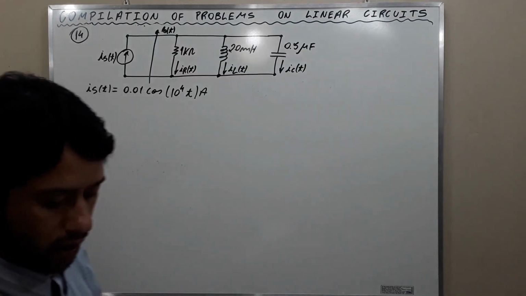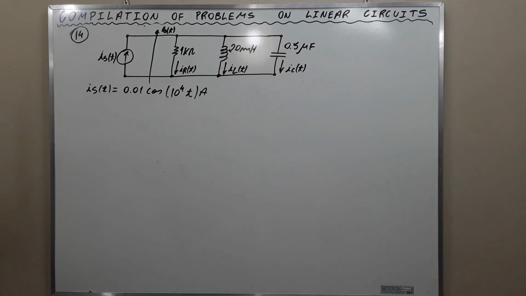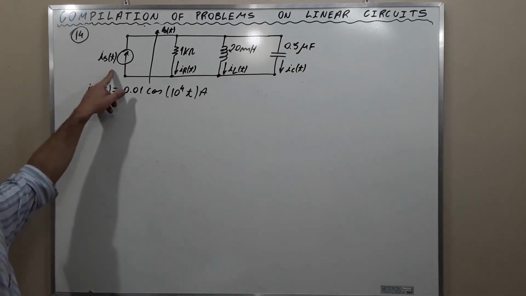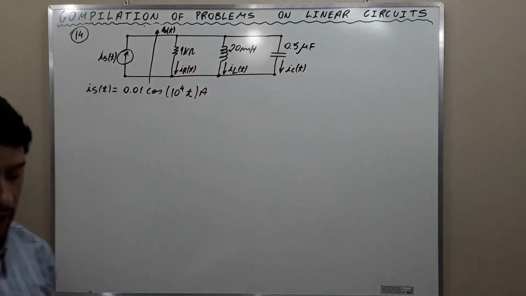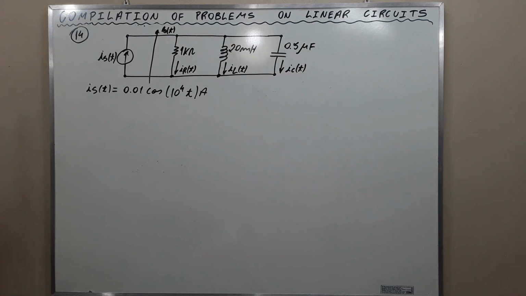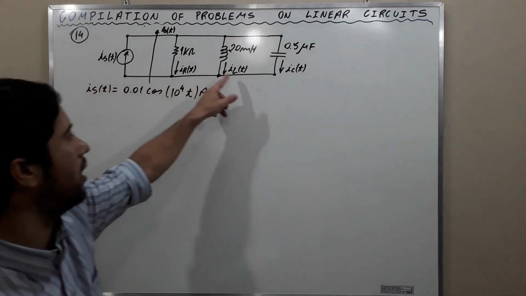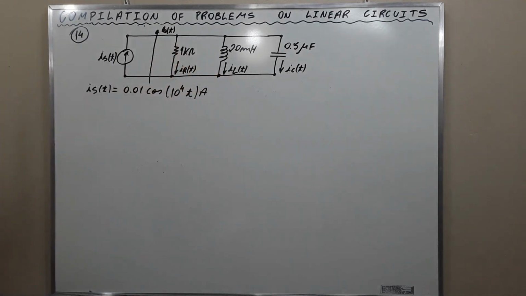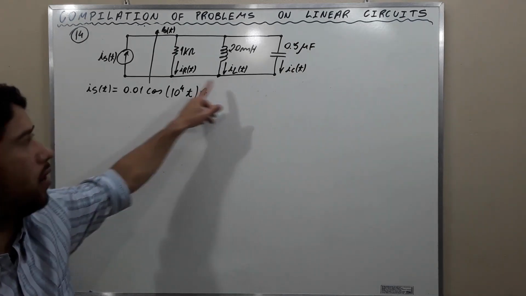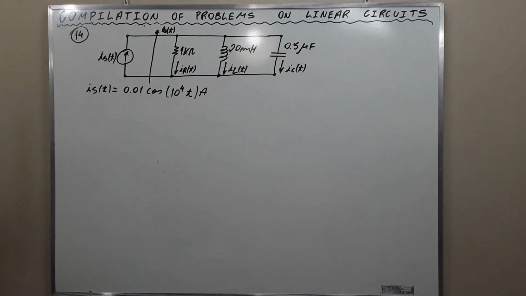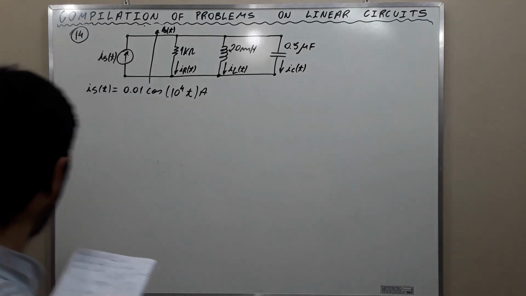Question 14. Consider the circuit shown on the board, composed of a current source, a resistor, an inductor, and a capacitor. The exercise wants us to find the phasors for IS, IR, IL, IC, and V. The exercise also wants us to compare the peak values of IL and IS and explain the result. Okay, my friends, this is the question. Let's go to the solution.